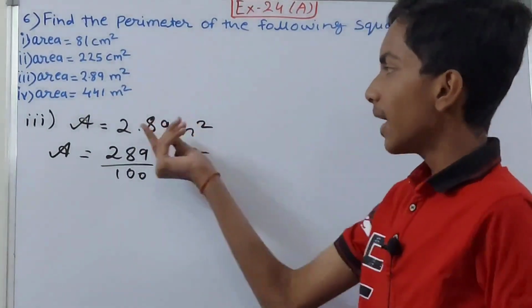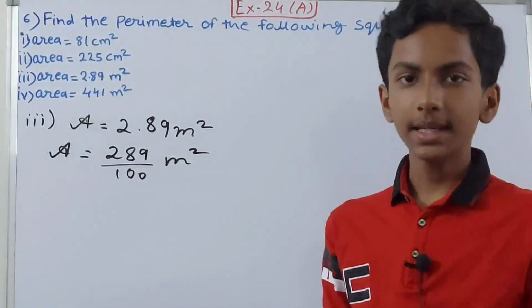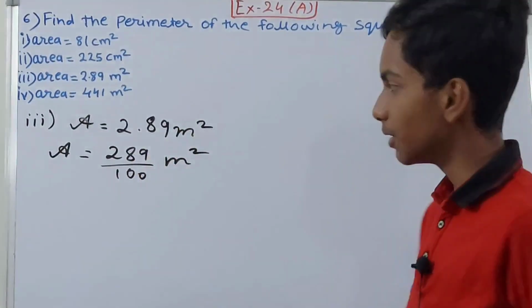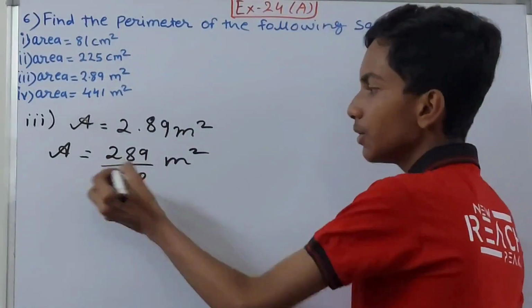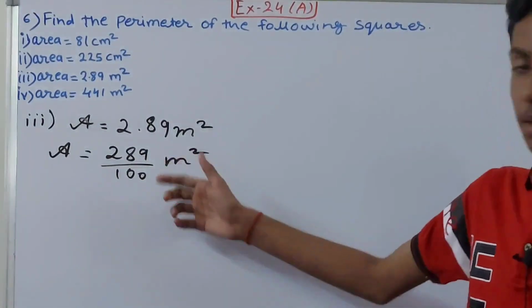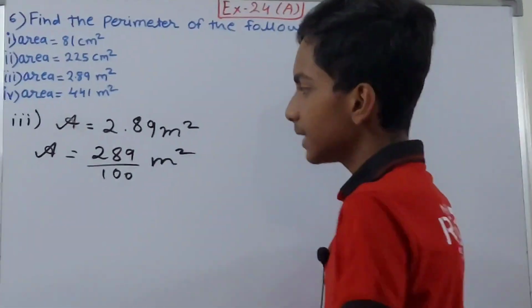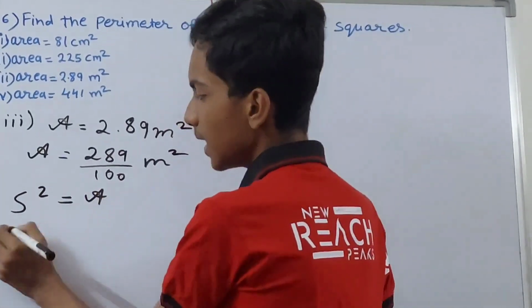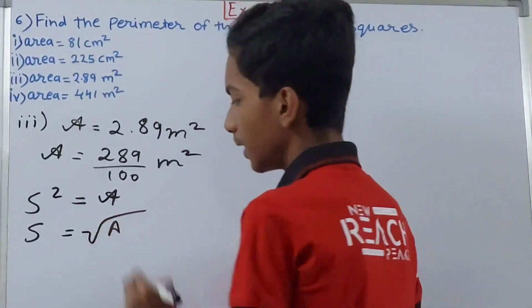Now why have I removed the decimal? Because for finding the square root, I think it will be easier if we go with the fractional form rather than decimal, right? Okay, now you see that our area has come in fractions. So again you will use the same thing, that is what? Side square equals area. So the side will be equal to under root of the area, right?